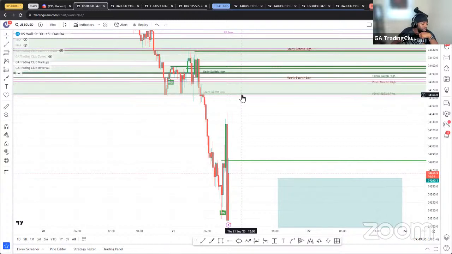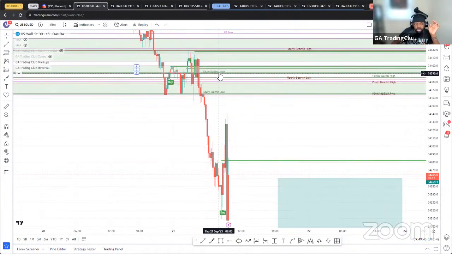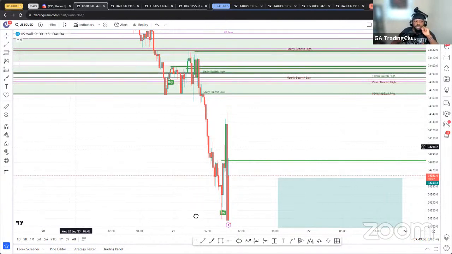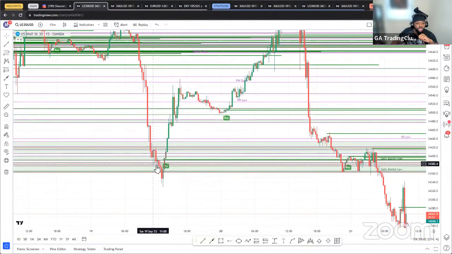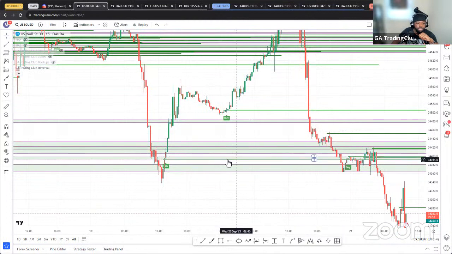34,360, we have a daily bullish order block. So we rarely come across daily bullish order blocks. So 34,400, 34,360. If you guys get any entries for a buy there, US30 will pump up so heavy when it gets back up there. Because if you look at this, that is where US30 rejected from last time when US30 got to that daily bullish order block. So keep that in mind, 34,400 and 34,360.